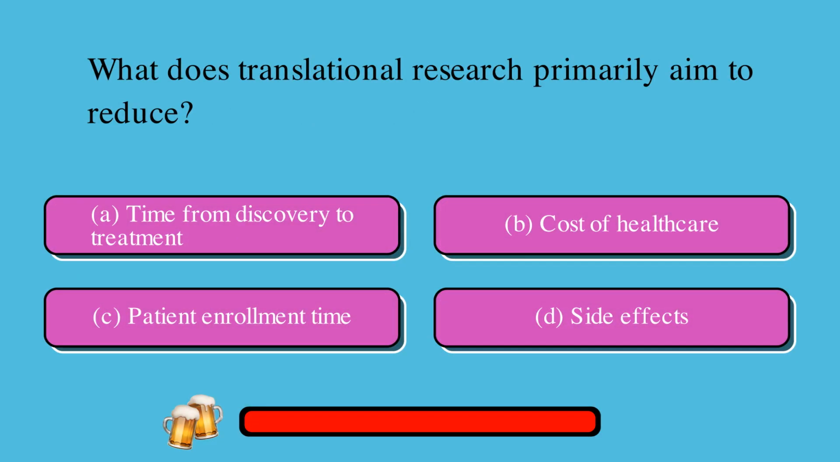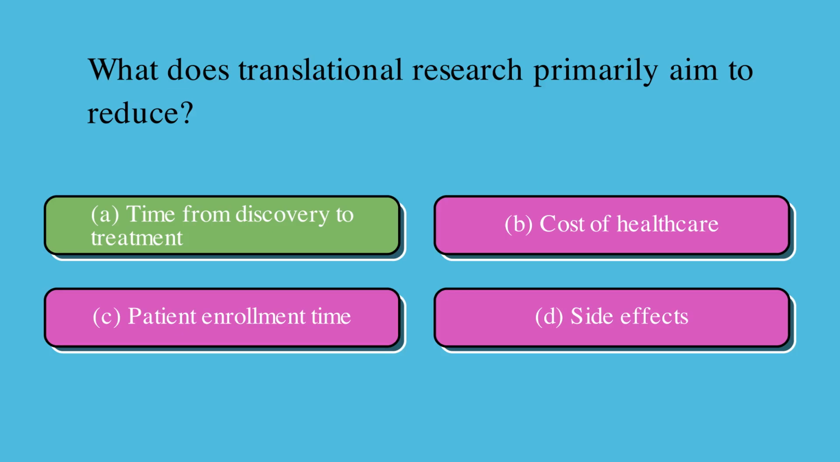What does translational research primarily aim to reduce? A, time from discovery to treatment, or B, cost of healthcare, or C, patient enrollment time, or D, side effects? The correct answer is A, time from discovery to treatment.